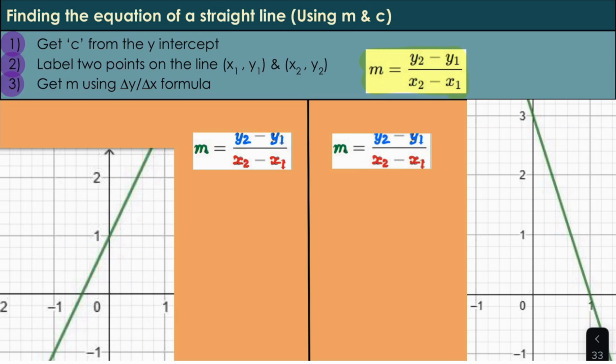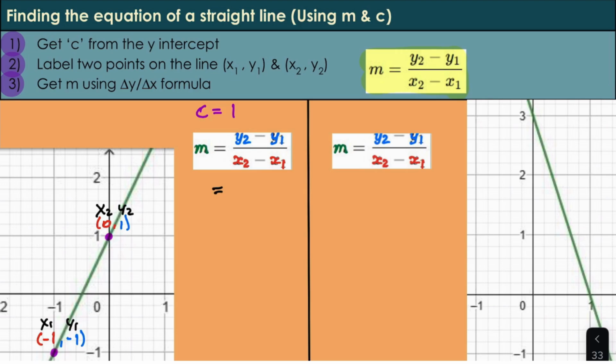First up, we get c from the y-intercept. Our y-intercept in this case is positive 1. Second step, label 2 points on the line, x1, y1, and x2, y2. So we know this point down here at the bottom, and we know our y-intercept. Let's label those points. Our first point at the bottom, our second point.